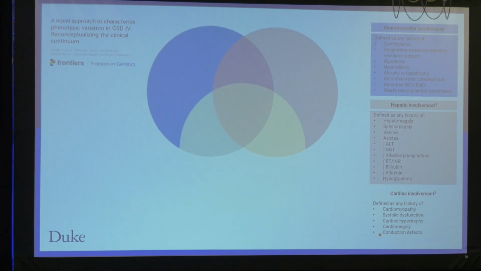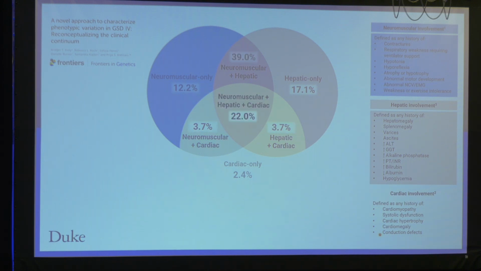This was with a wonderful student at Duke, and we looked at the literature. And when you see this, those with only neuromuscular involvement are 12% of all these patients with GSD4 in the literature, 17% with liver only, just 2% with heart only. But when you start looking at how many of them have more than one organ system involved, you start to see how wrong we were and how many had the entire spectrum: heart, muscle, as well as liver. That's about a fourth of our patients. And this is just the tip of the iceberg because we haven't followed these patients through.